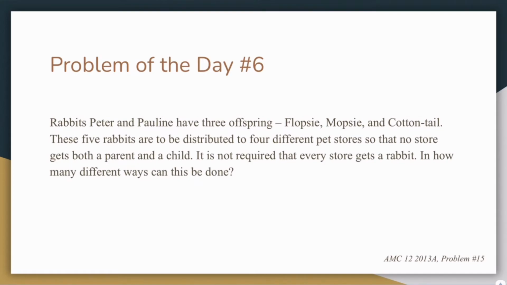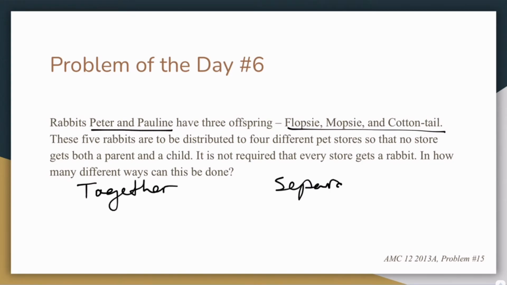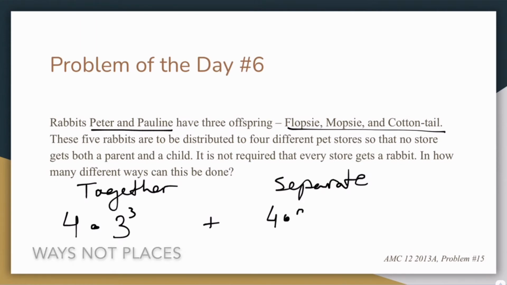Well, the easiest way to do this is to first distribute the parents and then the children. So the parents can either be together or separate. If they're together, then we have 4 places to put the parents, and for each of the other 3 rabbits, they can go to 3 places. And for separate, we have 4 times 3 places to put the parents, and then there are 2 places remaining.